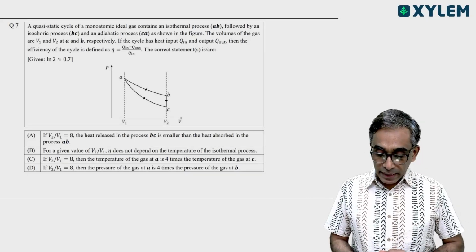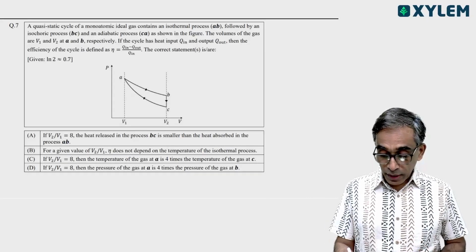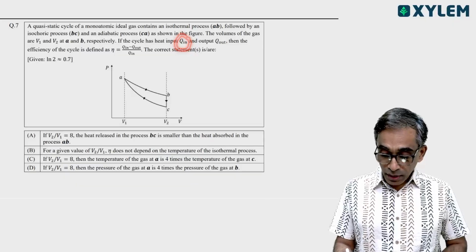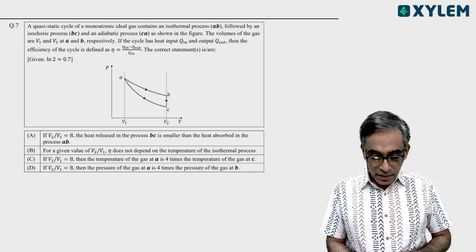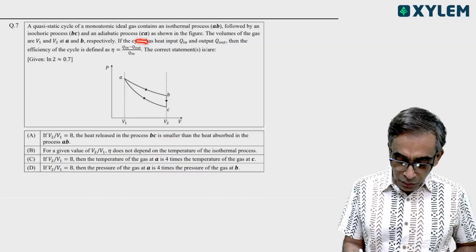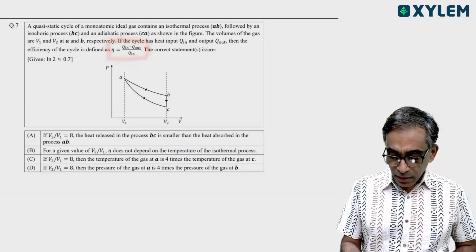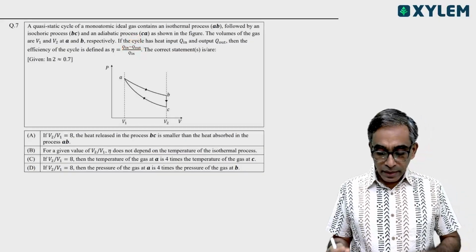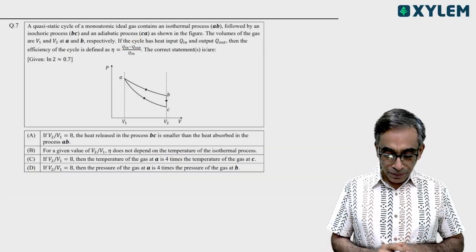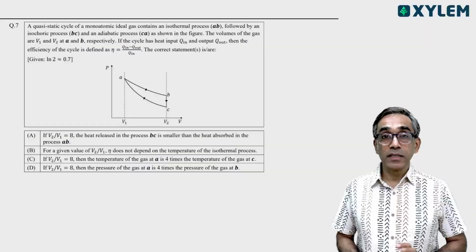If the cycle has heat input taken as Q in and output is taken as Q out, then the efficiency of the cycle is defined as eta equal to Q in minus Q out by Q in. Q in minus Q out actually is the work done. Work done by heat input is the efficiency. It's also given that log 2 is 0.7.